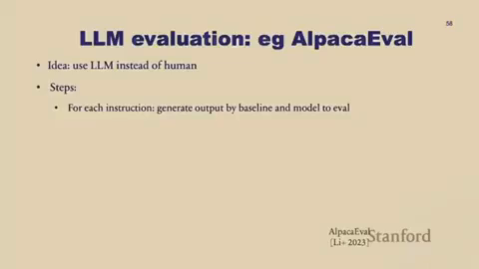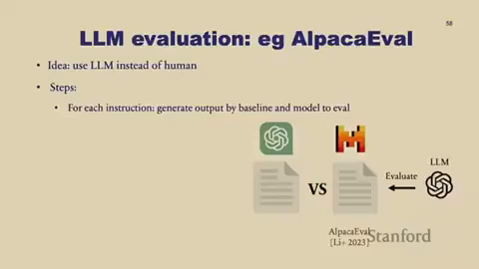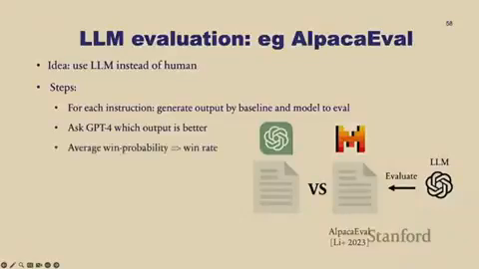So one simple idea is, again, as we said many times, just use an LLM instead of humans. You probably know the drill at this point. Steps: for every instruction, generate outputs by some baseline and the model that you want to evaluate. So here, imagine that I'm comparing an answer from ChatGPT and from Mistral. I'm just asking another model which one is better, and I just basically average that out. I asked GPT-4 which one is better. I average that out over my entire distribution, over my entire benchmark or data set, and that gives me a win rate, so the win probability for one model compared to another one, and now you can rank models.